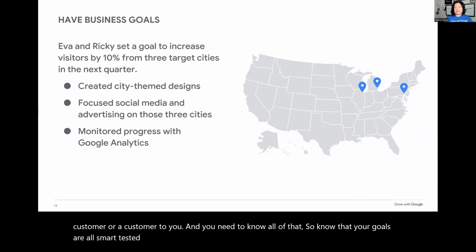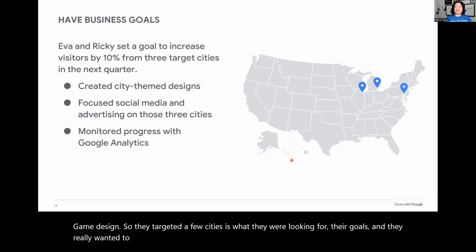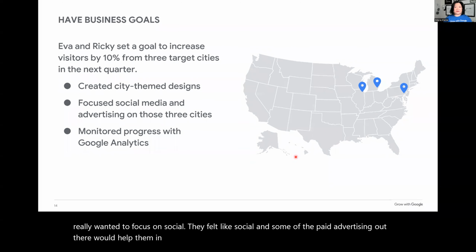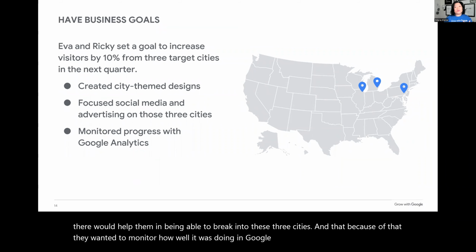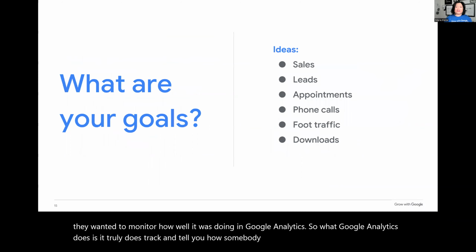As they have business goals, Eva and Ricky, what they were looking for is they wanted to create city themed design. So they targeted a few cities for their goals. And they really wanted to focus on social. They felt like social and some of the paid advertising out there would help them in being able to break into these 3 cities. And because of that, they wanted to monitor how well it was doing in Google Analytics. So what Google Analytics does is it truly does track and tell you how somebody consumes and shops information on your site.